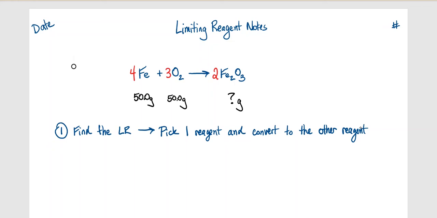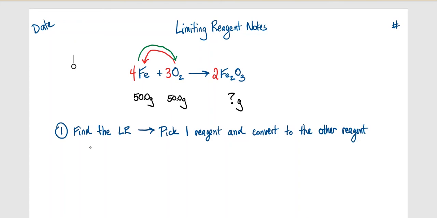Okay, so what that means is, and I'll give you some different colors here, you can do this the red way, where you pick oxygen, for example, and you convert to iron, or you can pick the green way, where you pick iron and you convert to oxygen. It really does not matter. Either one will work, and we can write them as you see here. I'll write them underneath here.